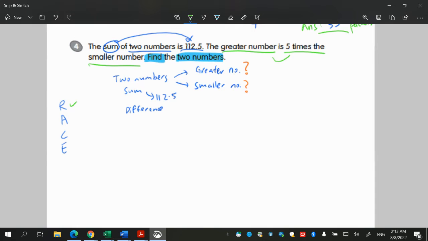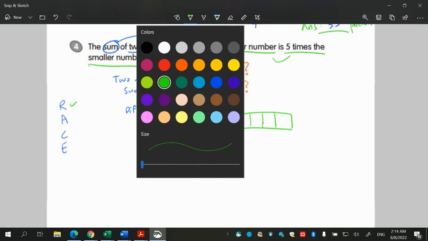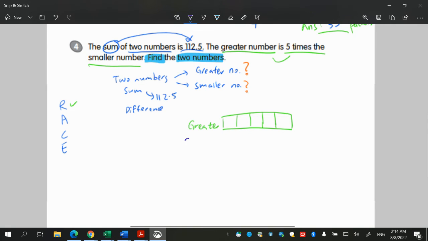I think it's easier if I draw out the relationship. Maybe some of you find that you could just use the unitary method. So I've got 5 times, that means 5 units. That's the greater number. And then I've got the smaller number. Let me use another color for the smaller number. Let's use purple. So the smaller number is 1 unit, and the greater number is 5 units.